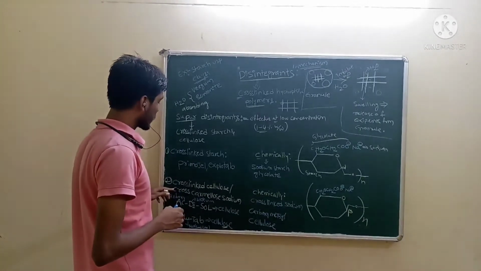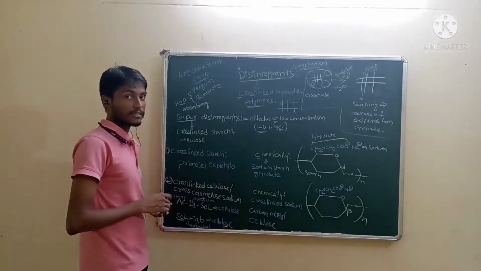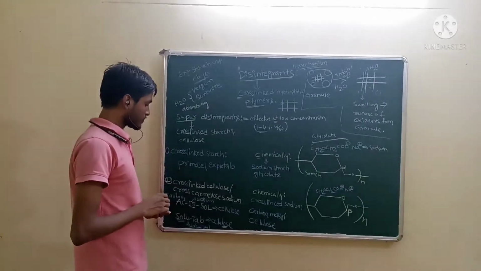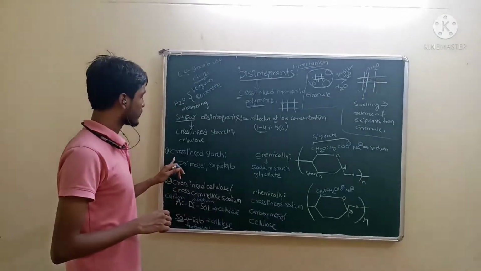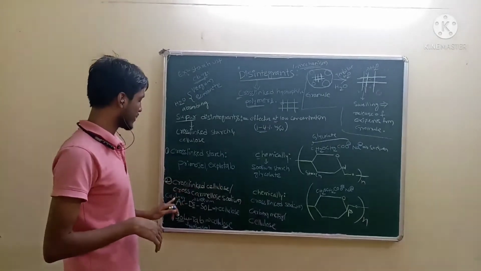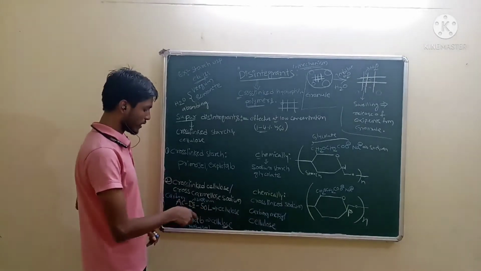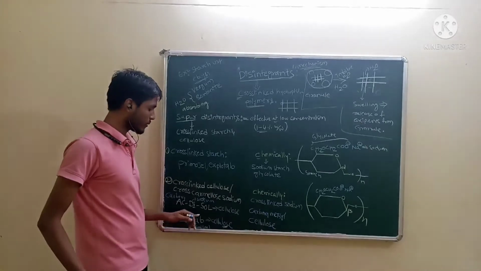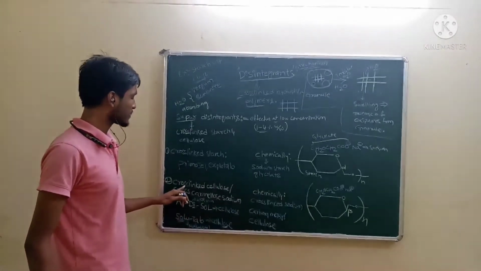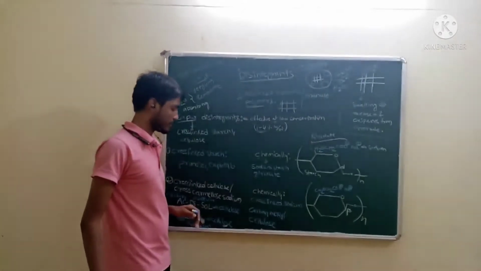Next one is cross-linked cellulose, or croscarmellose. What are the brand names? These are brand names: Primogel, Explotab. How these names came, I will tell you later. Next brand names are Ac-Di-Sol, Solutab. These act as cross-linked cellulose, or cross-linked croscarmellose sodium.